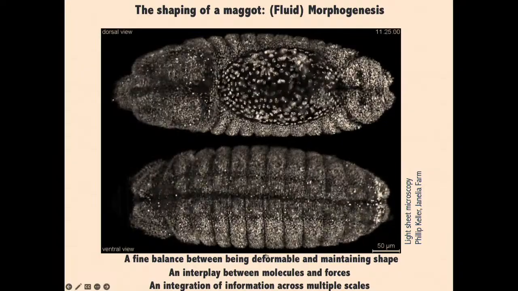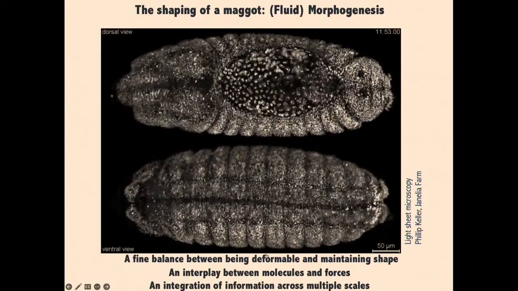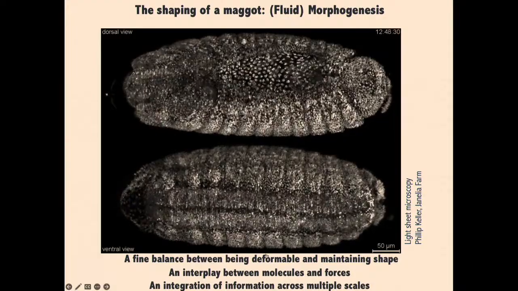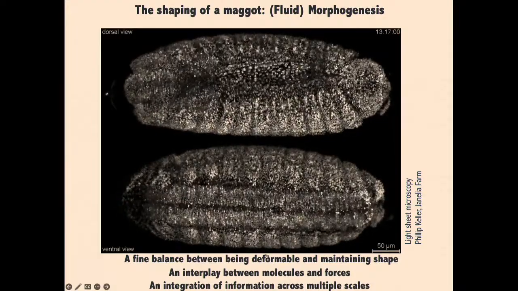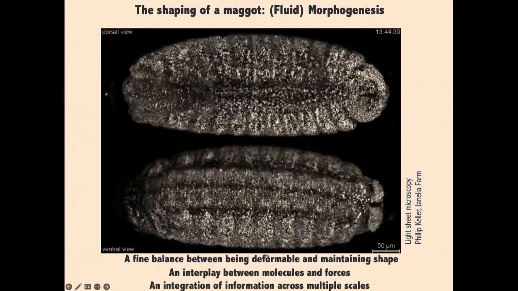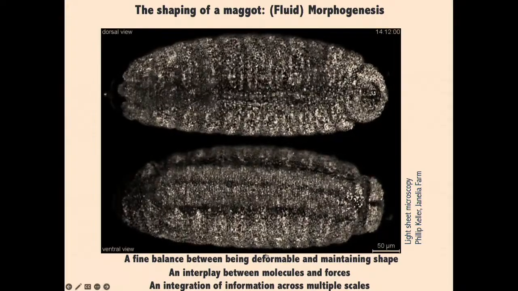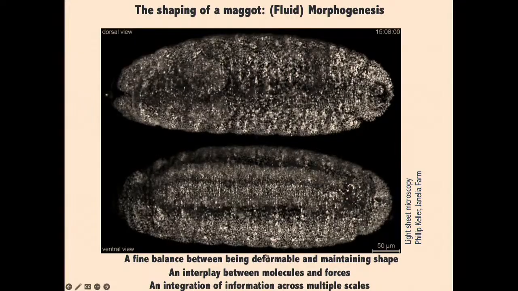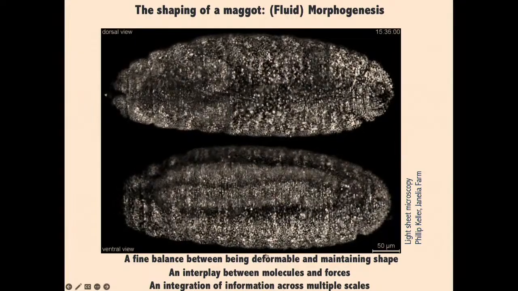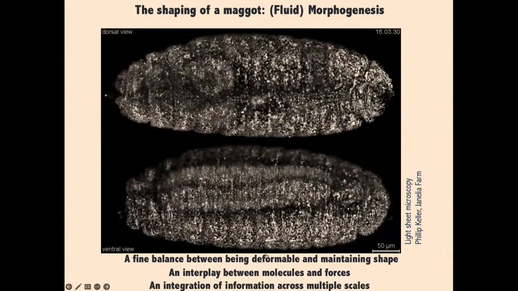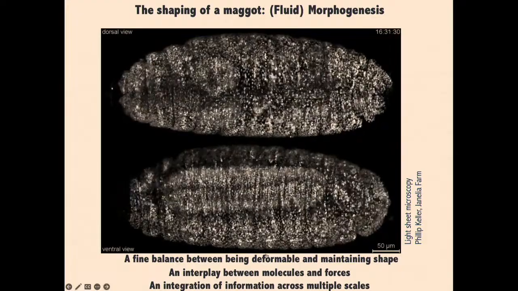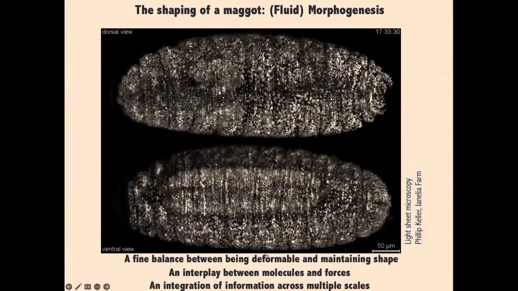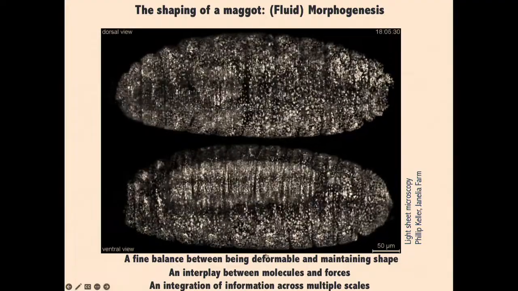And if you just watch these movies, you'll see that there's something I call fluid morphogenesis, because it almost feels like these cells and groups of cells are flowing. In fact, if you take away the outer covering of these embryos and poke a needle through them, what you'll see is like some fluid mass.